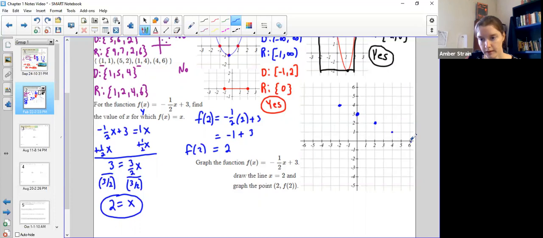I'm going to put a few more dots on here just so I can try to graph a straight line. I am not good at graphing straight lines on here. Wish me luck. All right, not too bad. We'll go with that.